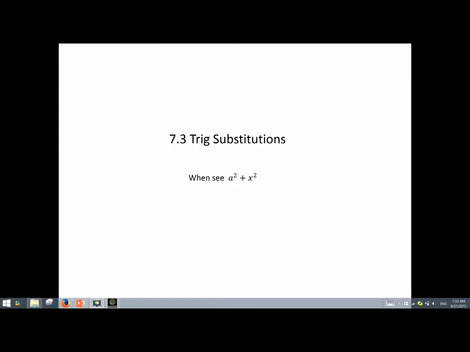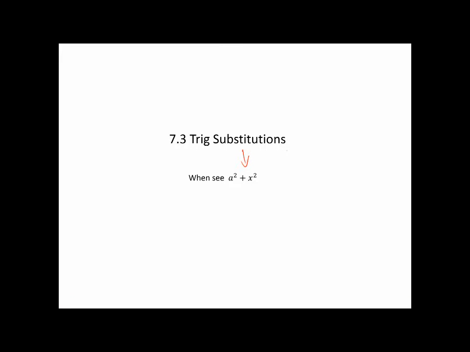Hi, in this video we will keep talking on section 7.3 and focus on the problem type a squared plus x squared. This is basically the second problem type in this section. When you get the problem, you surely want to find something related to a squared and x squared. But the relationship here is a squared plus x squared, or surely x squared plus a squared, they're the same thing, right?